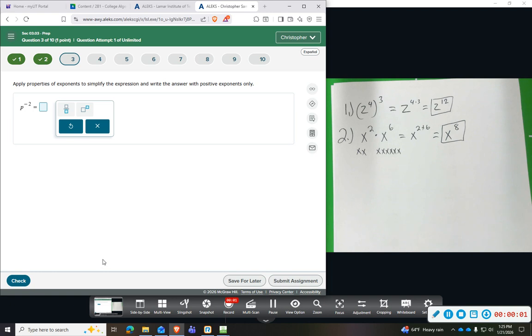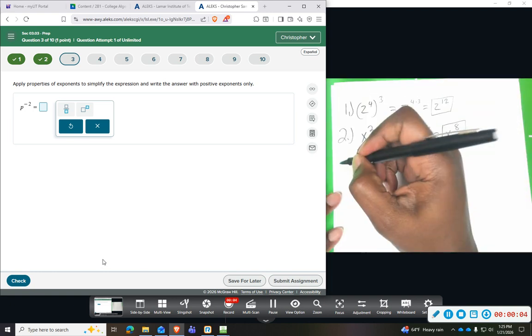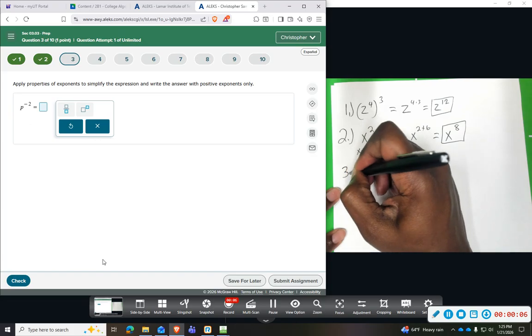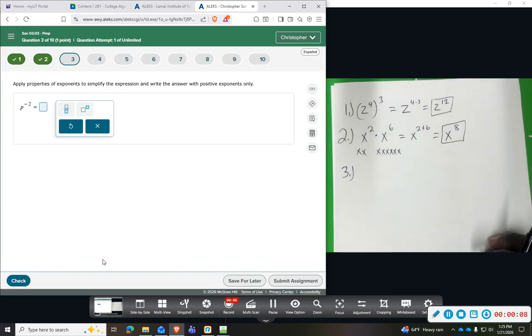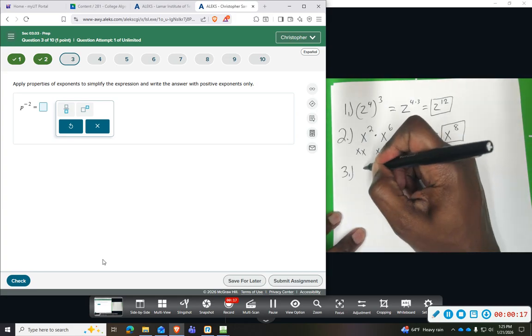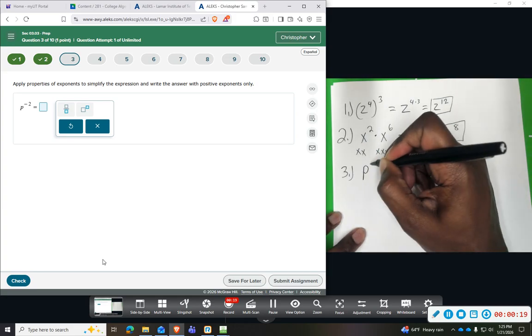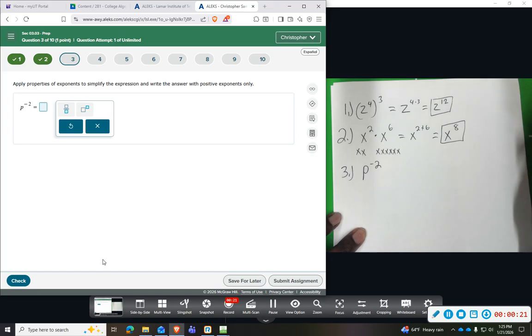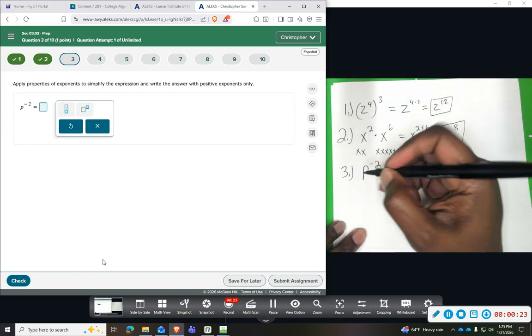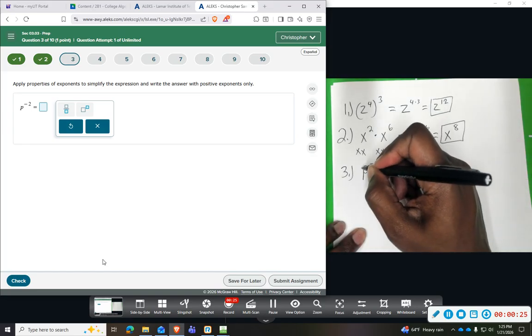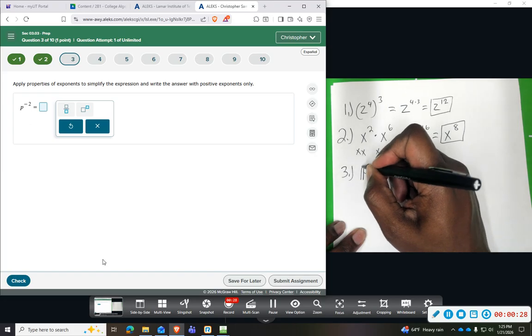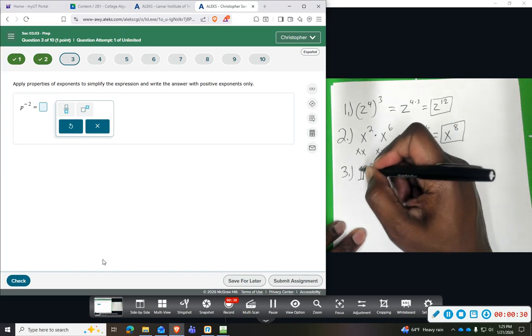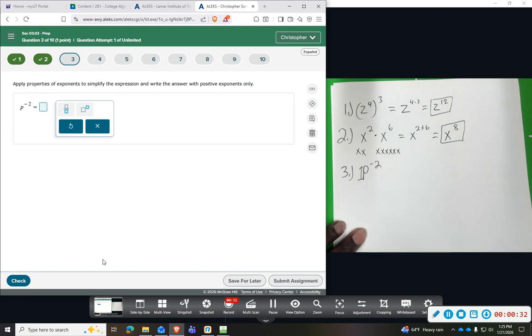All right, question number 3 in section 3.3, complex numbers. We want to apply the property of exponents and simplify this expression and write it with positive exponents only. Okay, so right now we have a p raised to the negative second power. What you also need to know is that there's an understood 1 in front of this p. So if it doesn't have a leading coefficient, just put a 1 there.